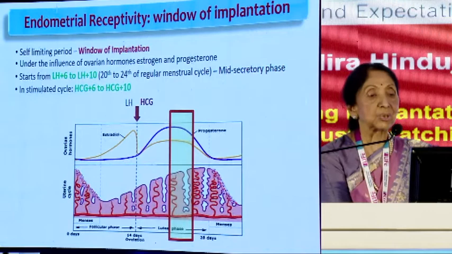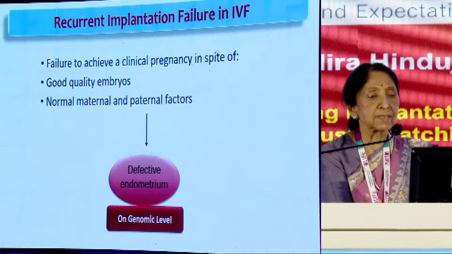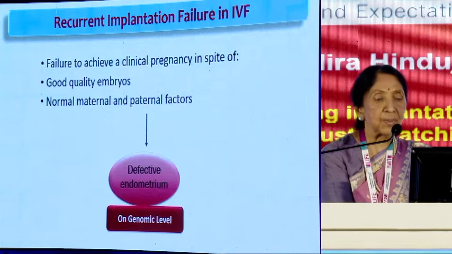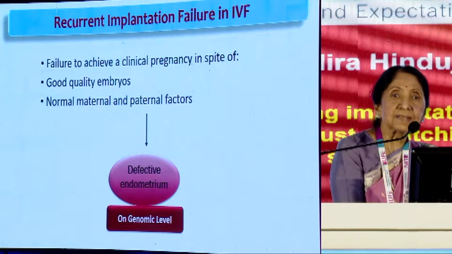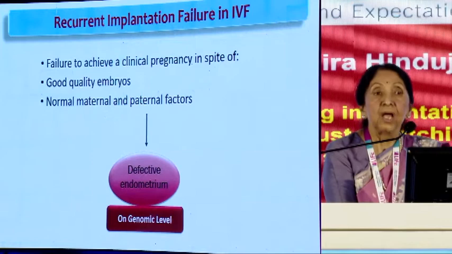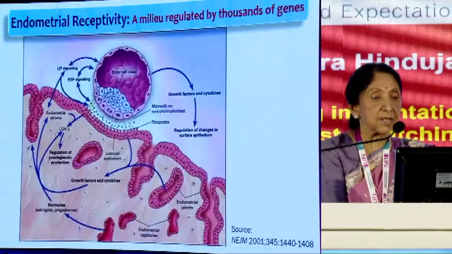Most important of this is recurrent implantation failure, which is the non-occurrence of pregnancy in spite of a good embryo and normal maternal and paternal factors. That is the stage where we feel that probably it is the endometrium which is at fault. Today we will see at the genomic level what exactly happens in the endometrium.